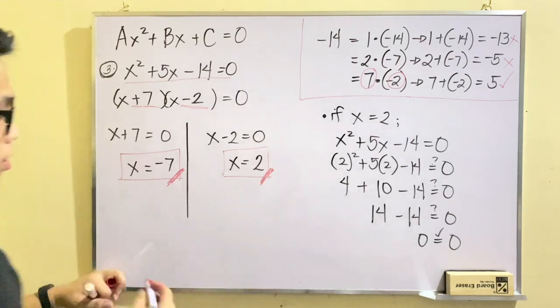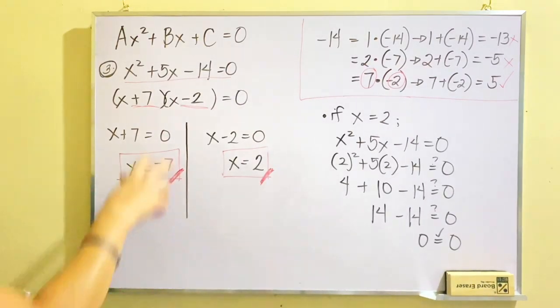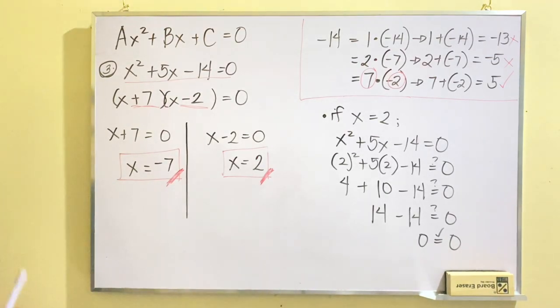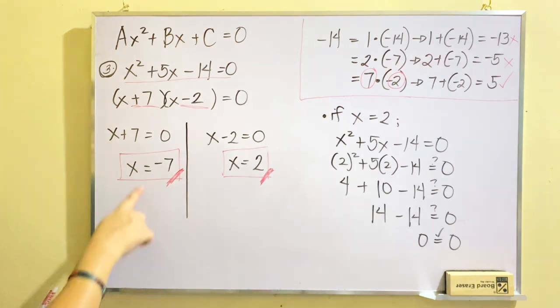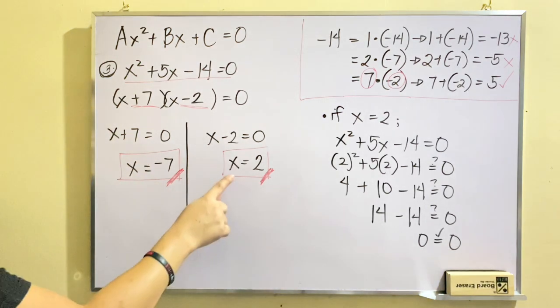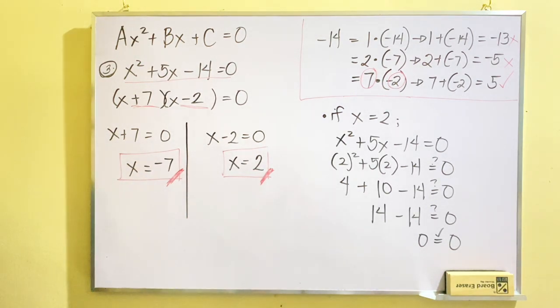So, siya ay isa sa mga roots ng ating given equation. Therefore, the roots of the given quadratic equation are x is equal to negative 7 and x is equal to 2. Naintindihan? Naintindihan.